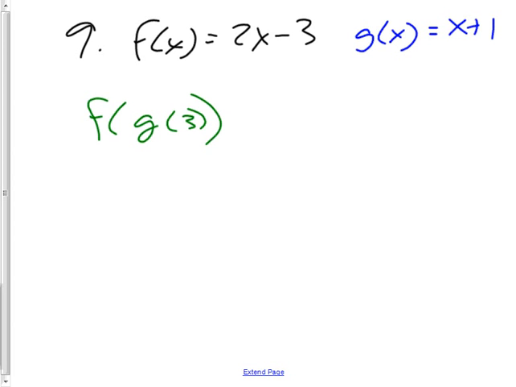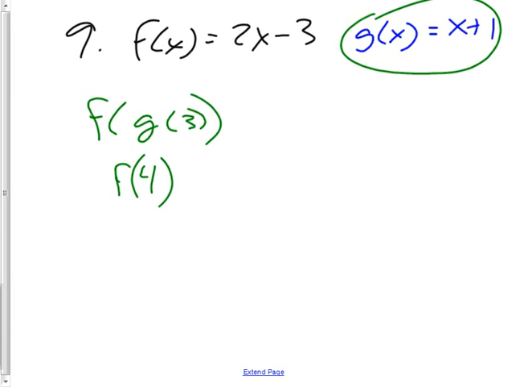I'm going to write it this way. I know they wrote it f circle g of 3, but I like to nest them. And I encourage you to write them this way because I think it's easier. And then you know where to start. You start on the inside. So it's g of 3. Go over here and see. Stick 3 in there. What do you get? 4. So it's really f of 4 then.